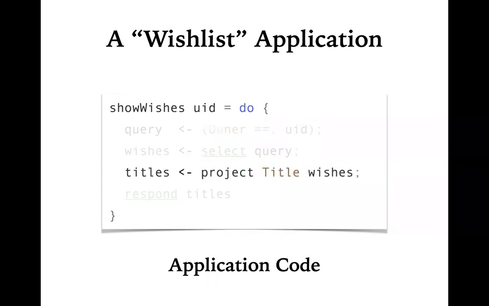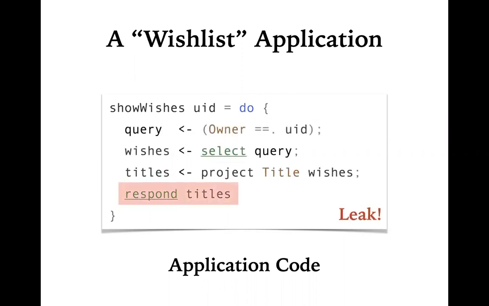And then in the next line, we think of this project as just pulling out the title field of all of those wishes. Wishes was an entire collection of wish objects, and I'm saying take that and run a map function, for those who are familiar with functional programming, to pull out the title field of all the wishes, to get all the titles, and then finally respond to the user with some JSON object or what have you, with all these titles, with all these descriptions.